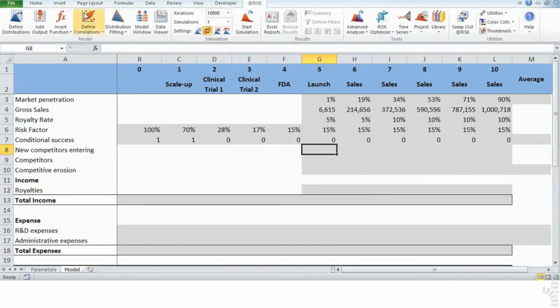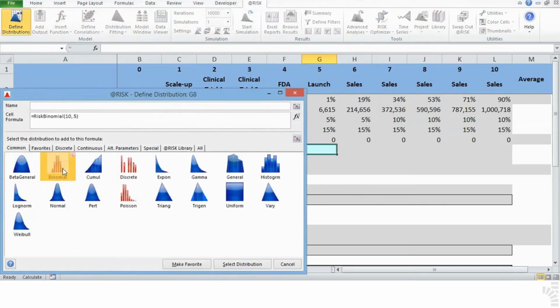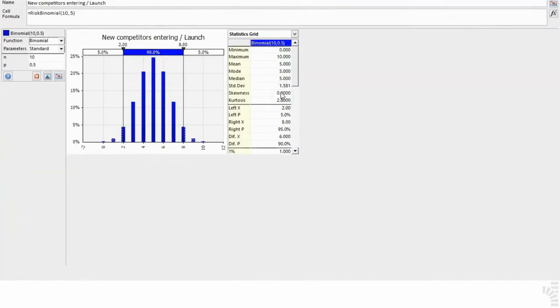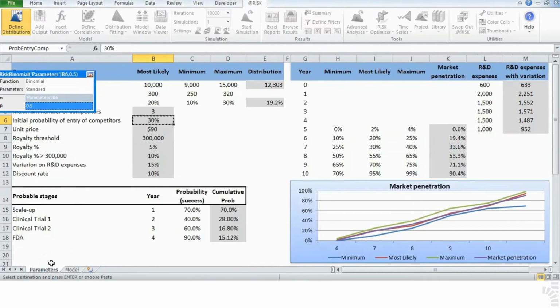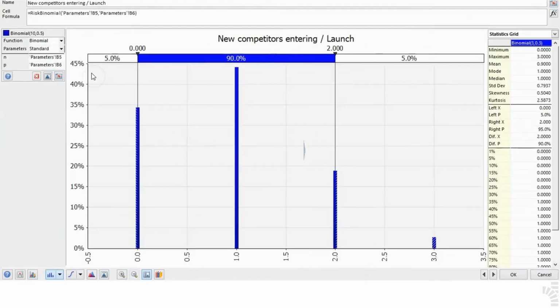44. On cell G8, click on the Define Distribution icon. 45. Select the binomial distribution. 46. By clicking on the Assign Excel References as Arguments button, make a reference to equals parameters B5 and parameters B6, as the respective required parameters of this function. 47. Finish this operation by clicking on the upper right-hand corner of this small window to return to the distributions definition window. 48. Move the two vertical delimiters to places not overlaying any bar.